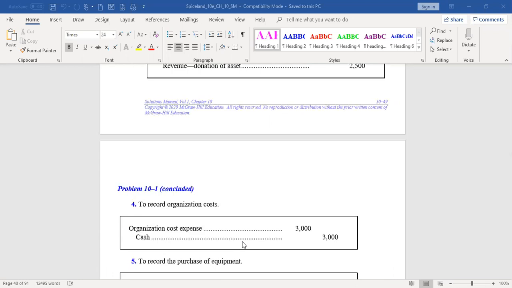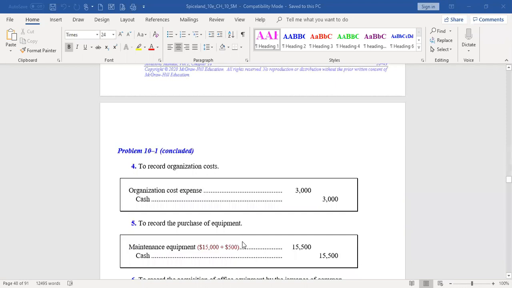On October 10th, Tristar purchased maintenance equipment for cash. The purchase price was $15,500, and freight charges were also paid. Remember, all costs to get the asset ready for its first use. So we'll debit the maintenance equipment account for $15,500, credit cash.